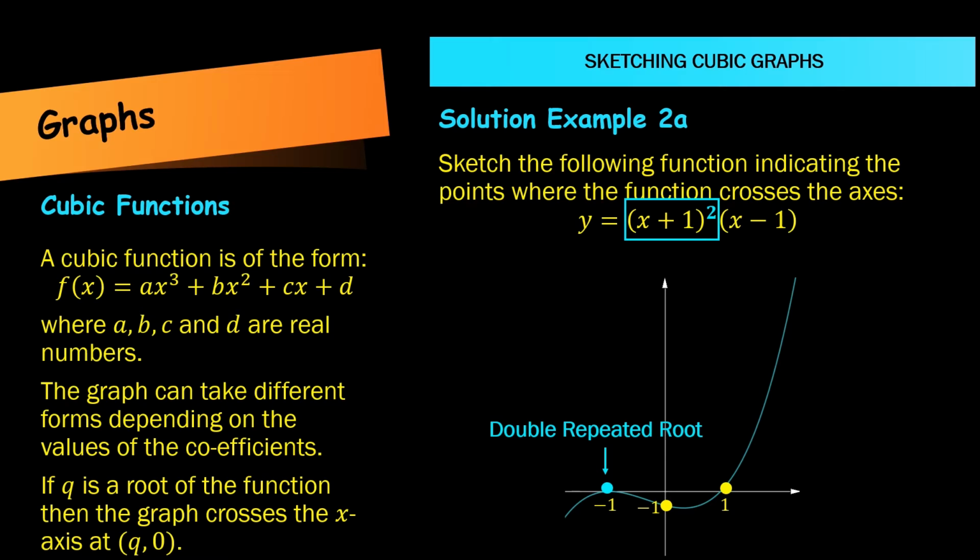Notice that at the point where x equals minus 1 and y equals 0, we have a double repeated root. This is because we have (x plus 1) squared in the equation, and therefore the graph simply touches the x-axis.